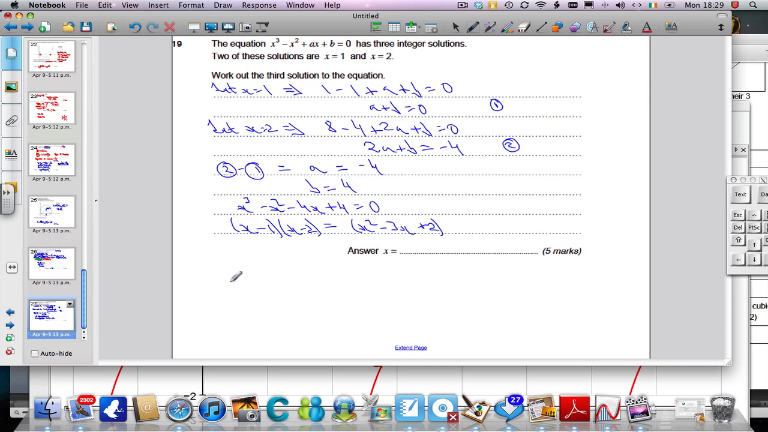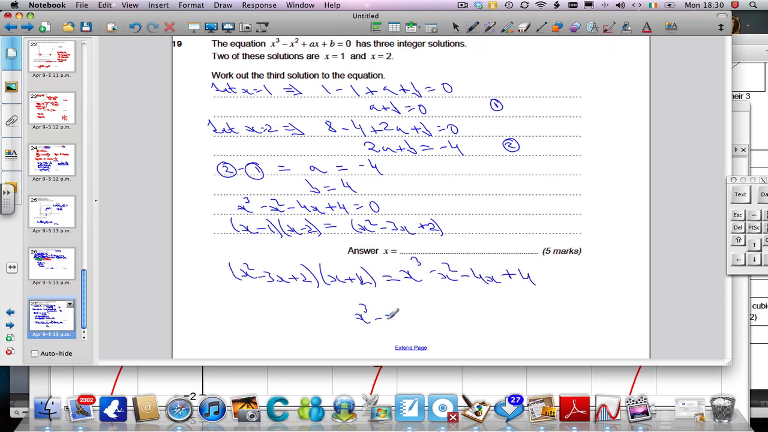Okay, so I need to multiply x squared minus 3x plus 2 by something else, call it x plus k, in order to get x cubed minus x squared minus 4x plus 4. Let's see if we can work this out. Well, if I do x squared times x, that gives me x cubed. Let me see, what could we do? Oh, I could do some division, couldn't I? We could do long division.